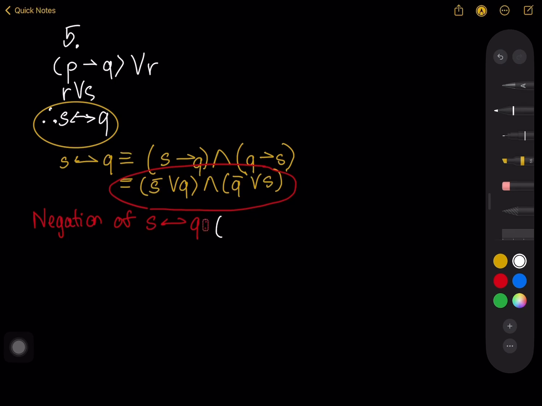We're gonna rewrite the top statement: not (S or Q), and not (Q or S). And then a big negation on top. All right. So now we're gonna break it down using De Morgan's law.